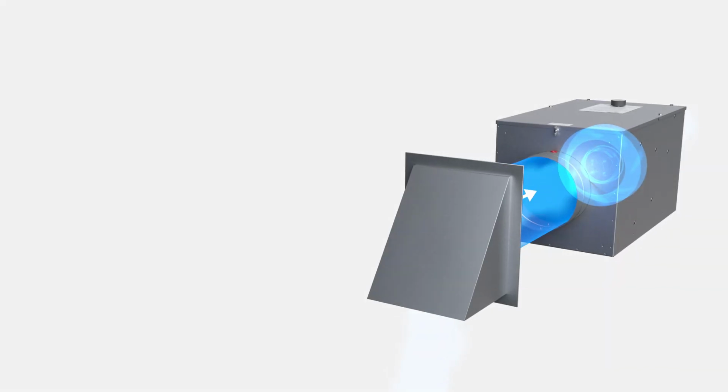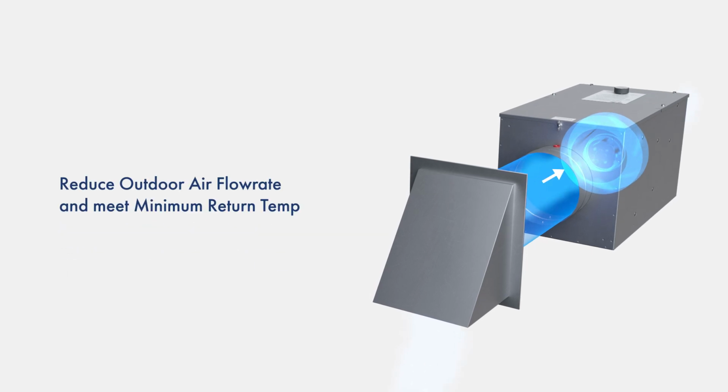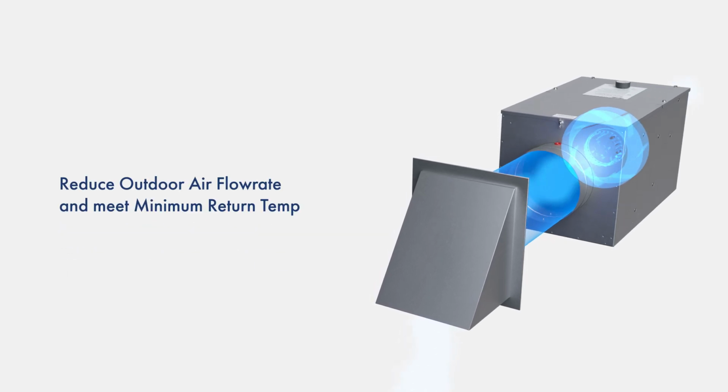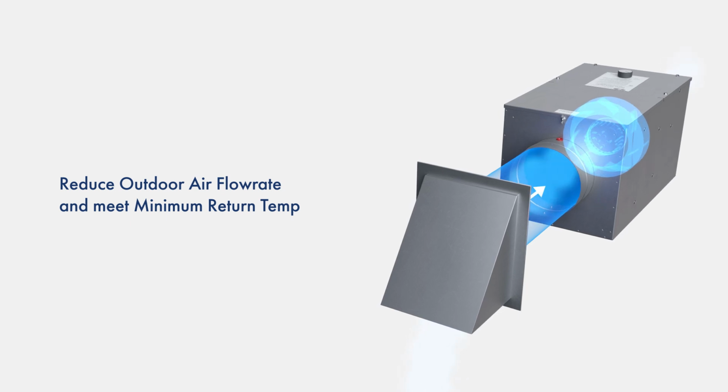When set up with a Field Controls FAVC Fresh Air Ventilation Control, it can reduce ventilation during adverse outdoor conditions to meet minimum equipment return air temperatures.